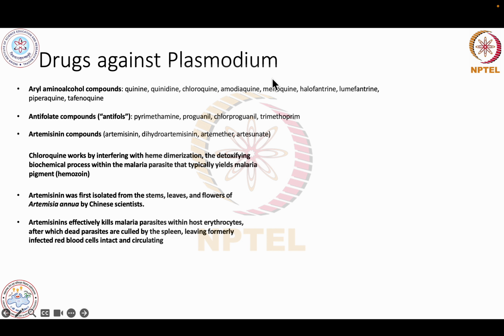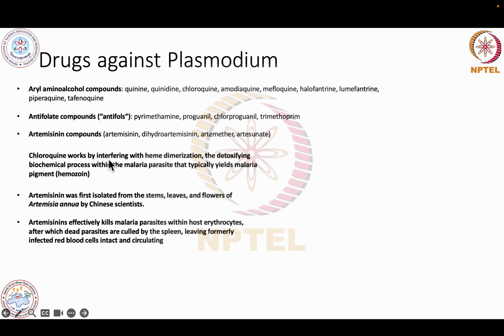So, what are the drugs against Plasmodium? Aryl amino alcohol compounds: quinine, quinidine, chloroquine, amodiaquine, mefloquine, halofantrine, lumefantrine. These are different compounds. Antifolate compounds or antifols: pyrimethamine, proguanil, chlorproguanil. Artemisinin compounds: artemisinin, dihydroartemisinin, etc.